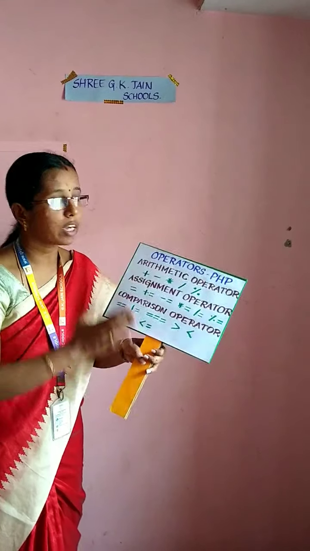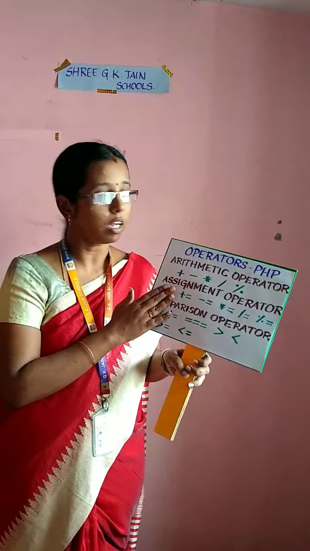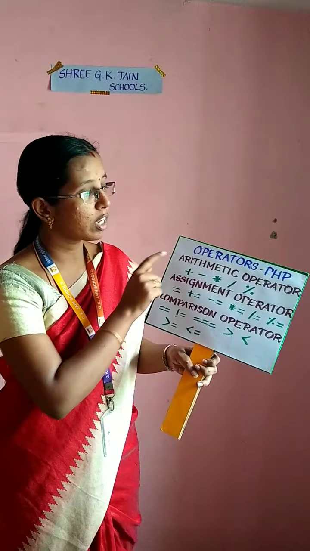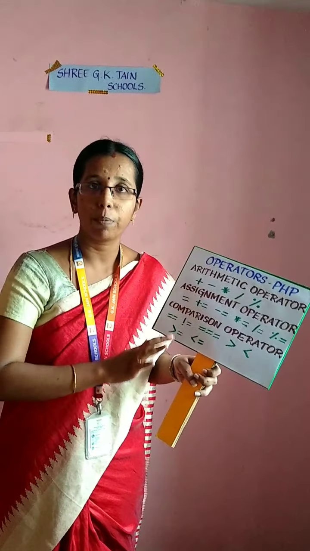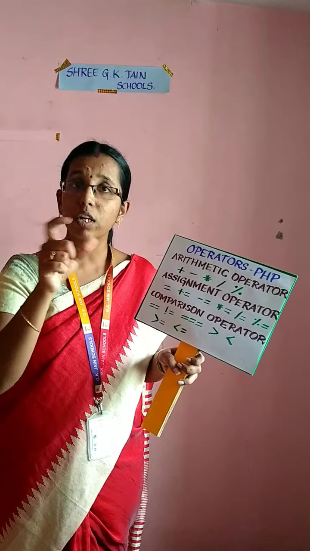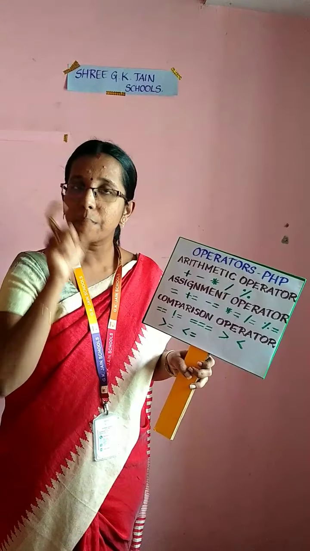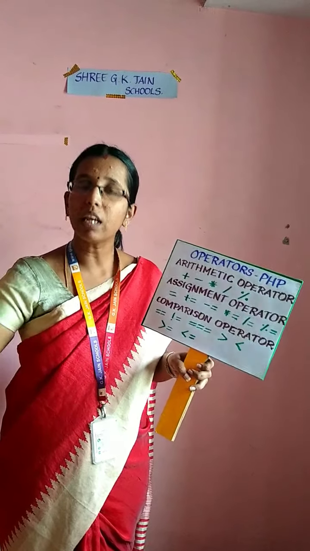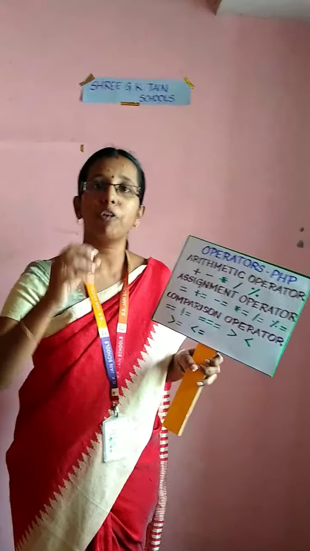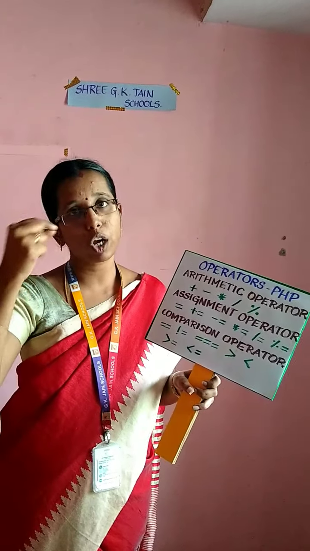And my next topic is your operators. Operators are an important topic in PHP. You have many operators, and I am explaining them one by one. The first operator is your arithmetic operator. Before going to the arithmetic operator, first you have to know what an operator is. An operator is nothing but a symbol. That symbol is used to perform any arithmetic or mathematical or even logical operations. For doing any calculations, you are using a symbol. That symbol is called your operator.